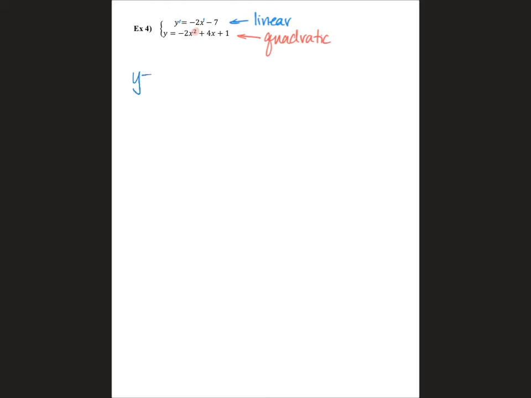I think that's a good method because my variable y is already alone for each one of these equations. Okay, I'm going to take my binomial on the left, and I'm going to substitute that in for y in my second equation. So now instead of the y, I have negative 2x minus 7 equals negative 2x squared plus 4x plus 1. I'm going to bring everything to the right side here.